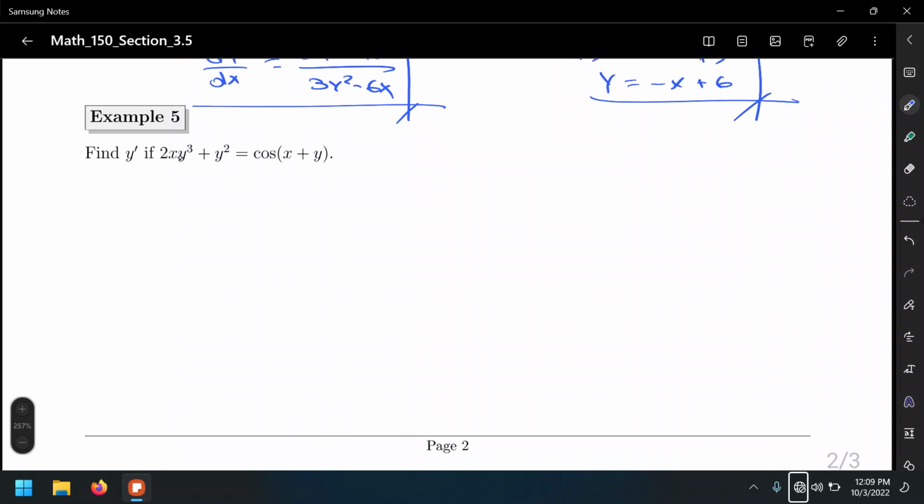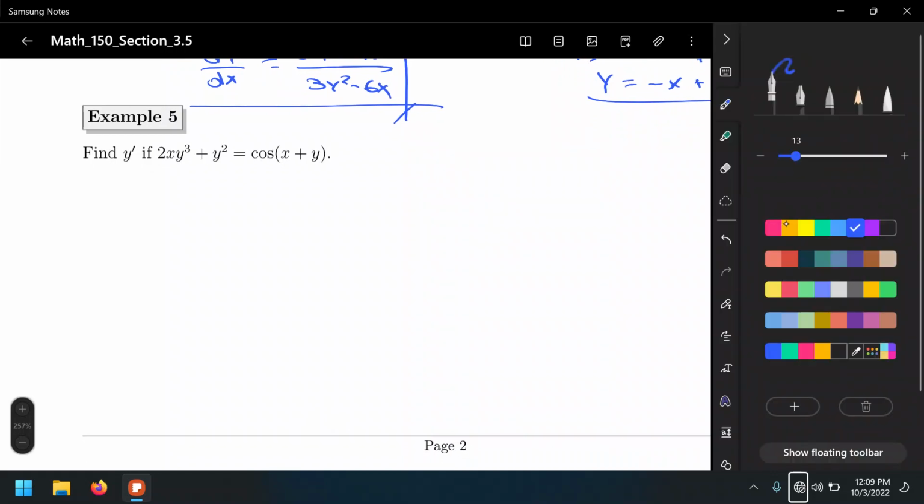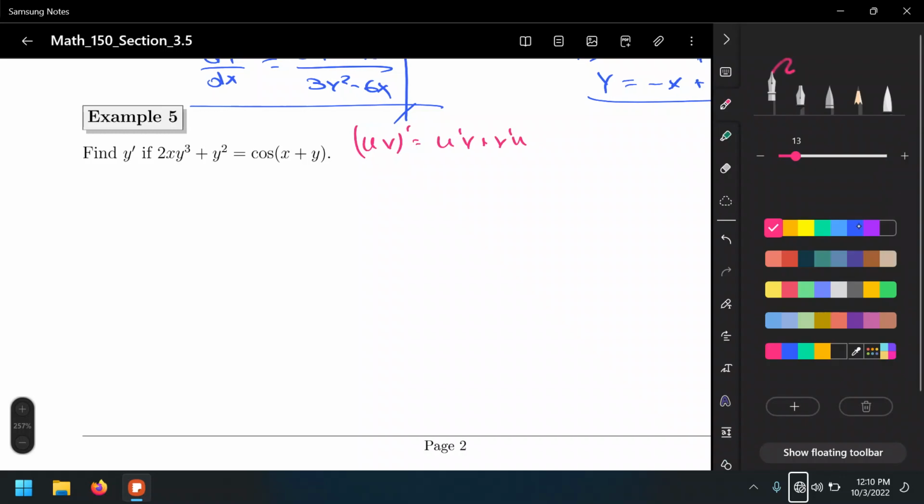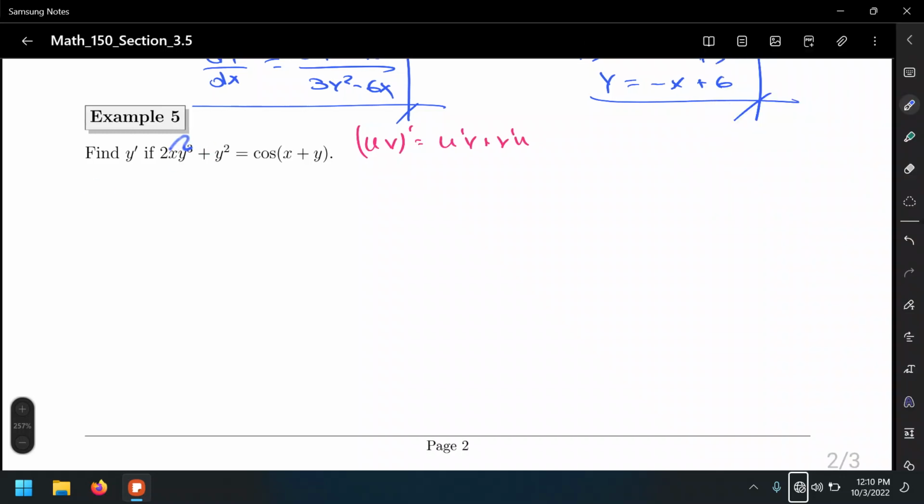Alright, so what do we have? 2xy cubed. So that's a product. Let's use the product rule again. Let me write that product rule again. So that's u v prime, that's u prime v plus v prime u. So whenever you have a product with a constant multiplying outside, leave the constant outside and focus on the product, xy cubed.